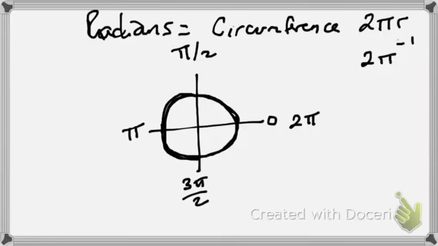Radians are measured in terms of pi. They will always have pi in them. They will always be exact. They will never be rounded to a decimal. They will always be exact, and they will always have pi in them.